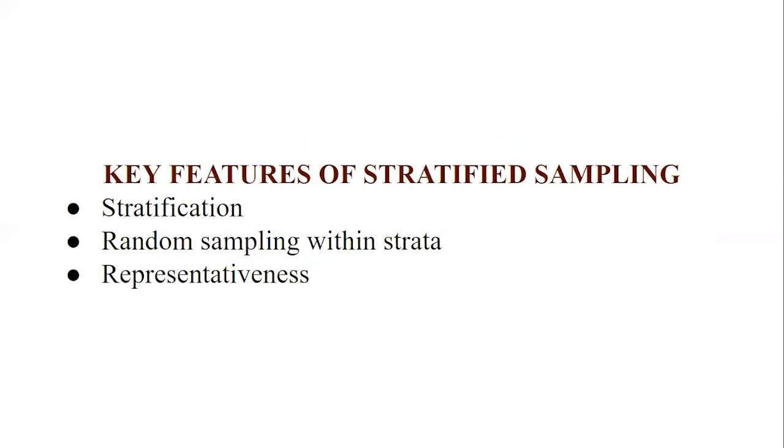So back to the key features of stratified sampling. First one is stratification. The population is divided into mutually exclusive and homogeneous subgroups called strata.